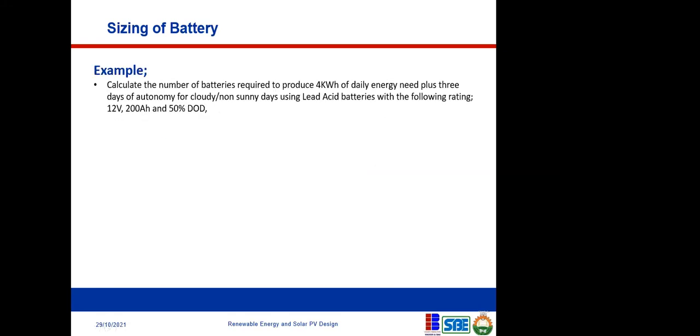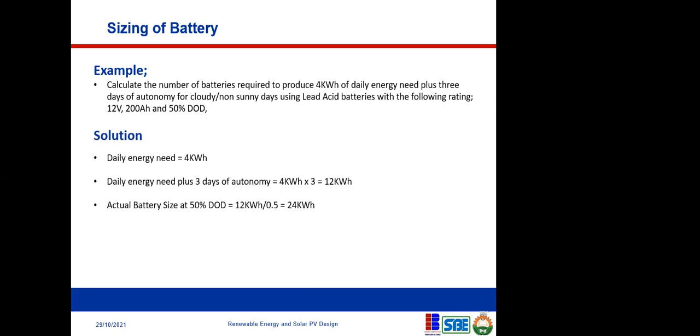So let's just do an example. Battery size example: calculate the number of batteries required to produce 4 kilowatt hour of daily energy need, plus 3 days of autonomy, for cloudy and non-sunny days, using lead acid batteries with the following ratings. You have a 12 volt battery, and it's 200 amp hour. And of course, being a lead acid battery, you have 50% DOD. So let's do that calculation here.